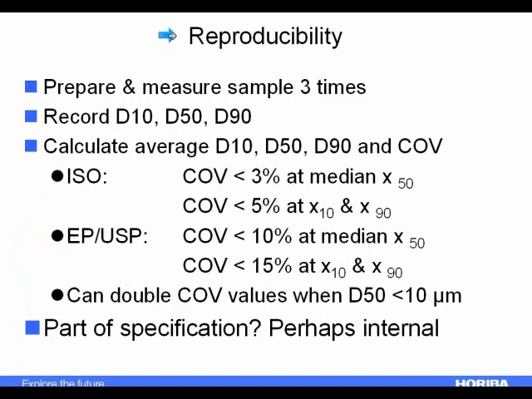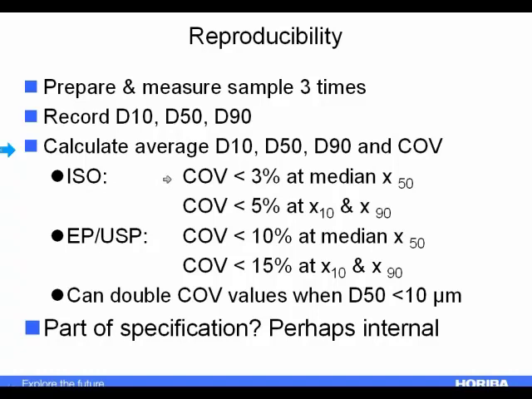So if we're going to follow these guidelines, we're going to prepare our sample, measure it, drain it, and repeat that 3 times. This is not just recirculating the sample 3 times. This is 3 independent preparations of the material. We're going to record the D10, D50, D90. These are the numbers we will typically use for our specifications when using laser diffraction. We're going to look at the average values from those 3 measurements. And then we're going to calculate the coefficient of variation, the standard deviation divided by the mean times 100.